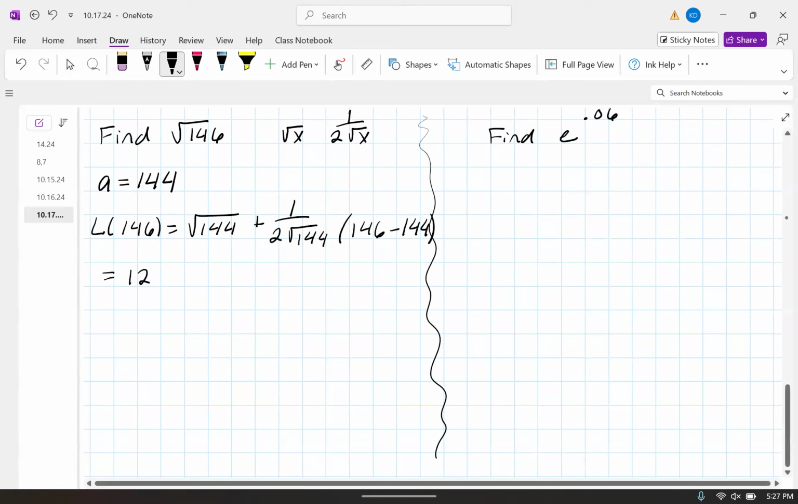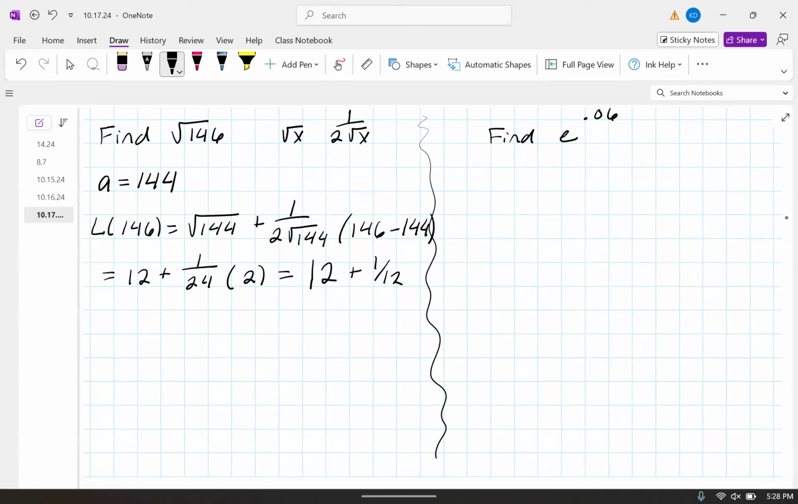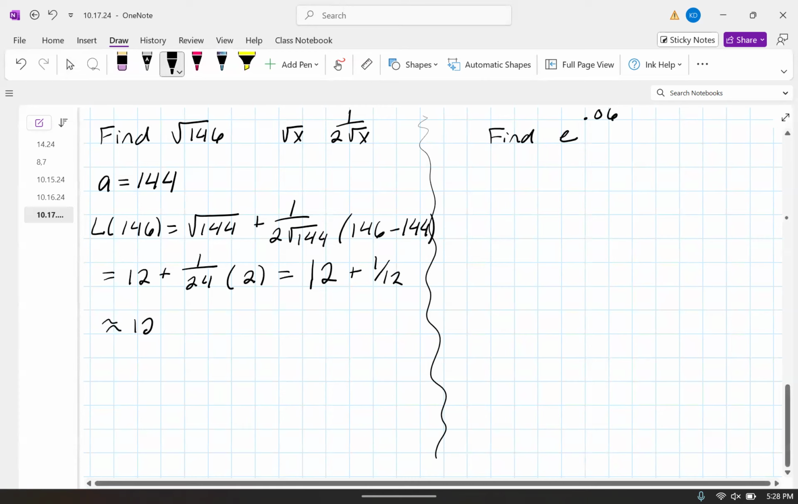So I get 12 plus 1 over root 144, which is 12, times 2 is 24. And we have a positive number this time, which equals 12 plus 1/24. And I'm going to calculator that bad boy. I get roughly 12.08. Did anybody attempt the actual, the root 146?